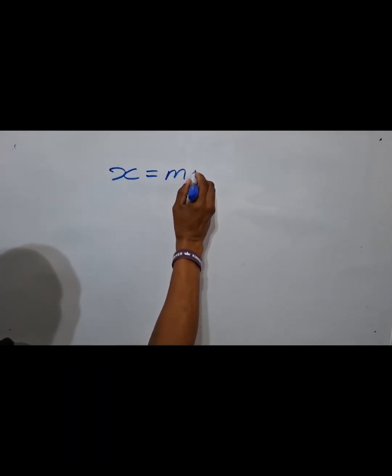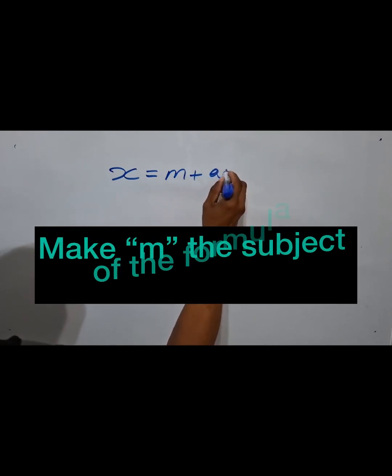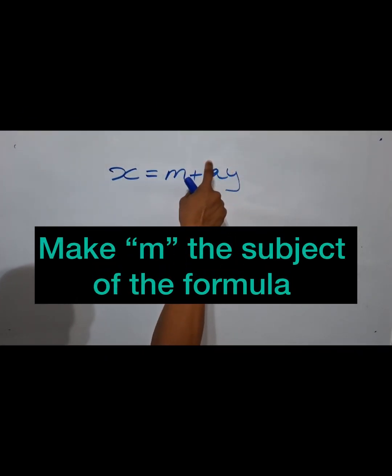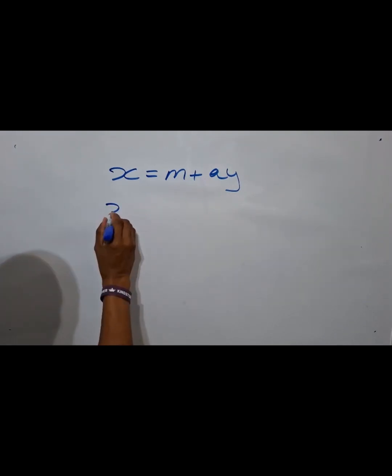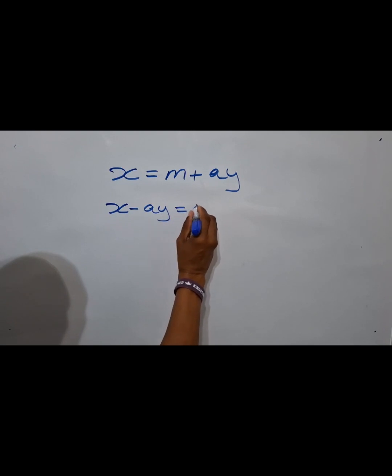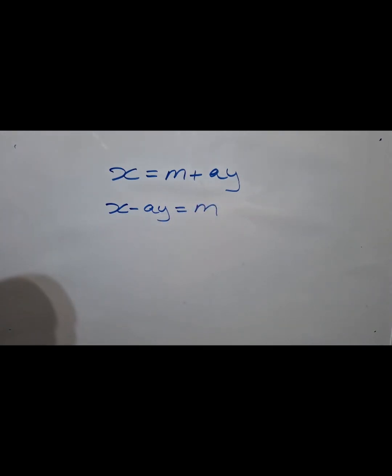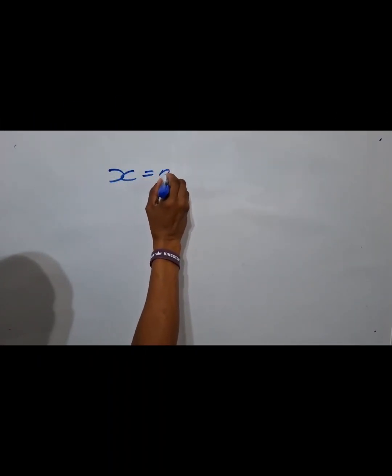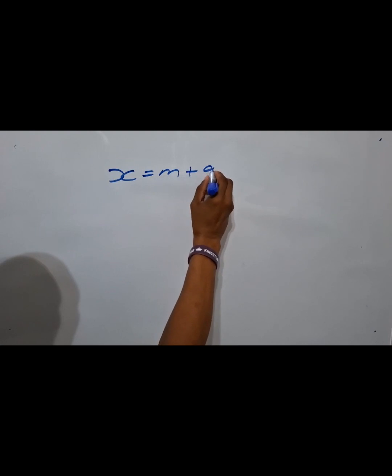Okay, so we have x is equals to m plus ay. Make m the subject of the formula. We have a plus ay on this side where the m is. So what do we do? We take away ay from both sides of the equation. So taking away ay from both sides of the equation leaves us with m being equals to x minus ay. Not difficult at all.